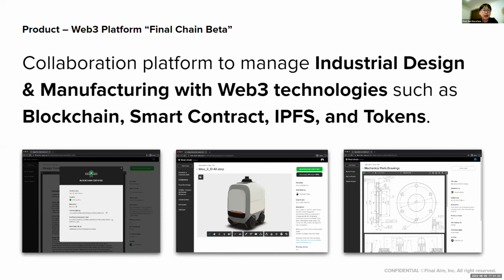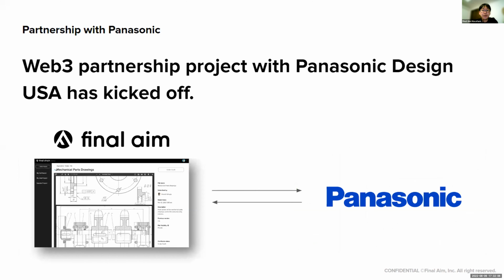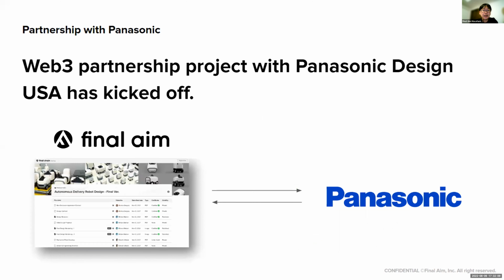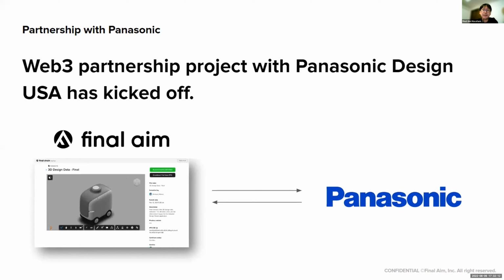And we have a product and collaboration platform to manage industrial design and manufacturing with Web3 technologies, such as blockchain, smart contracts, IPFS, a peer-to-peer network, and tokens, especially utility tokens. We manage several industrial design drafts and 3D modeling data, and the issuing of utility tokens. For example, we have already cooperated with Panasonic as a Web3 partnership project.